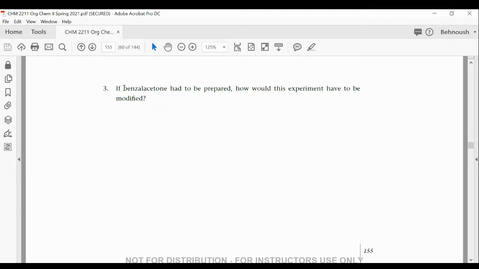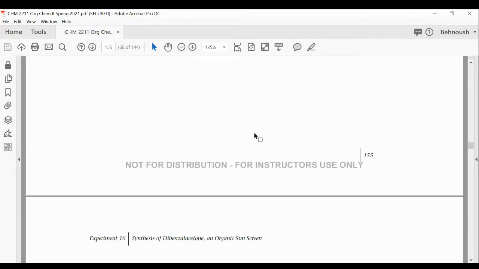If you want to make benzyl acetone, if you check the reaction again, the product is dibenzyl acetone. That means 2 benzaldehyde for every 1 acetone. But if you want to make benzyl acetone, that means 1 benzaldehyde and 1 acetone. Then you would change the ratio. You would use less benzaldehyde, or you would keep the ratio of benzaldehyde to acetone as 1-to-1.